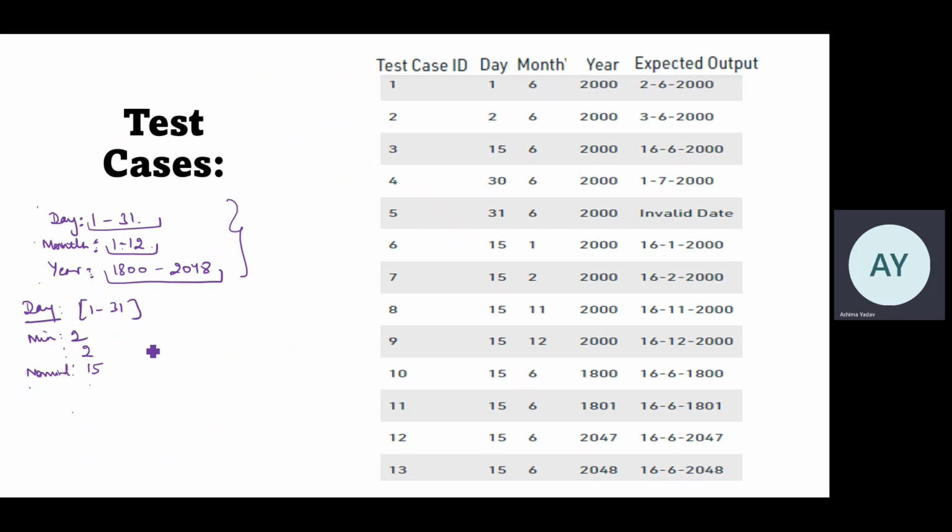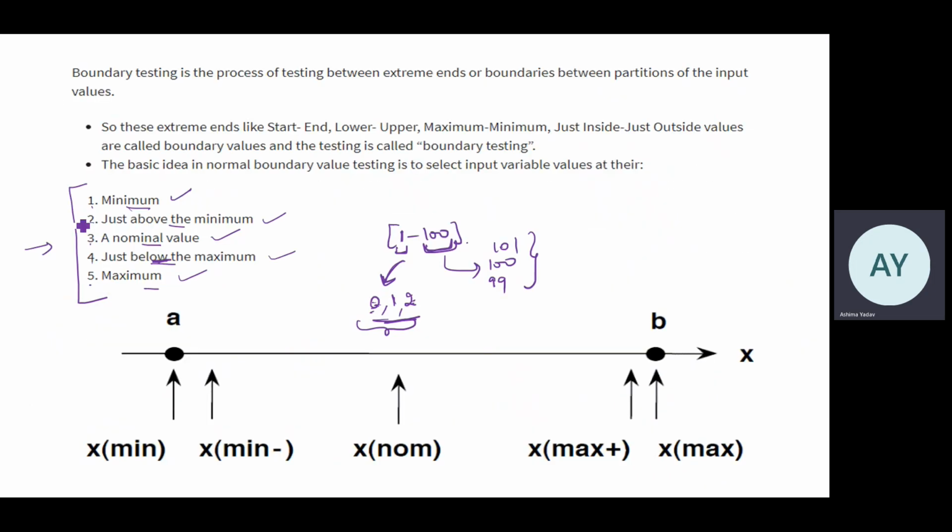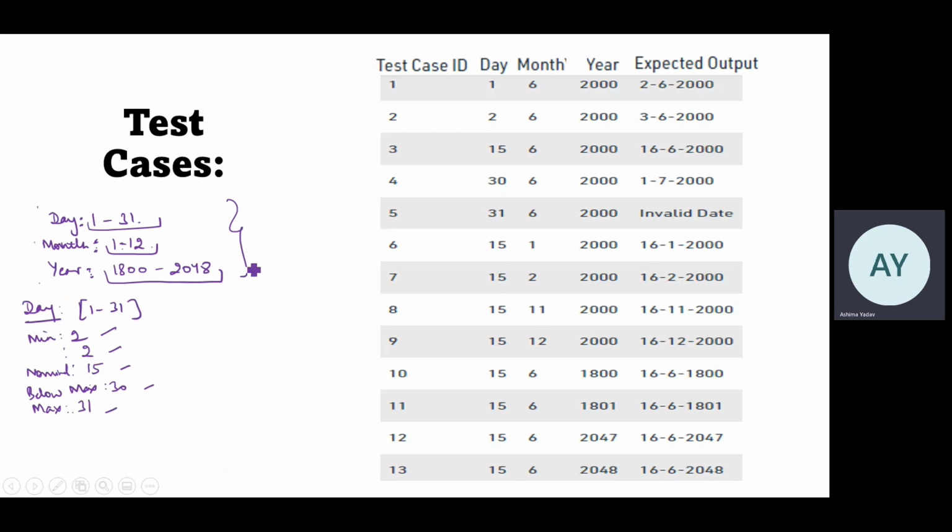Yes. So again, the maximum value here is 31. Okay, and the value just below the maximum is 30. So 1, 2, 15, 30, 31. According to this criteria, I have all the values for the day. Okay, for this day variable.